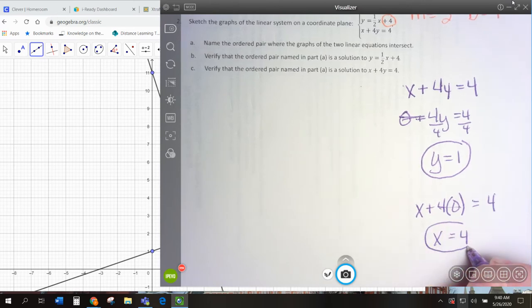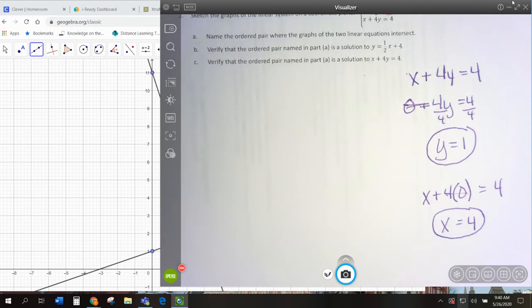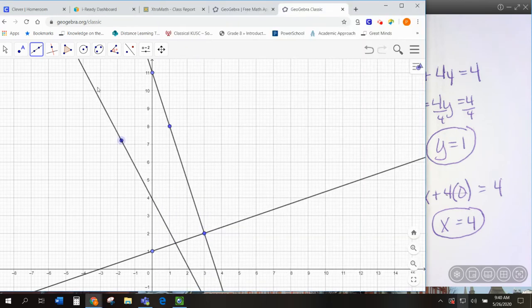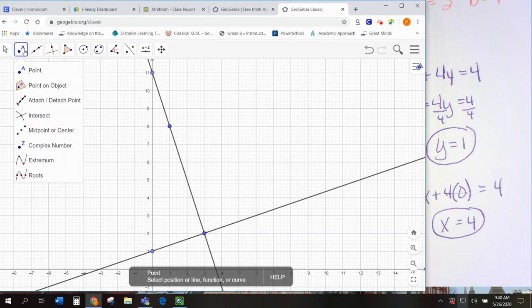There's our x-intercept. So I'm going to graph these. I'm going to graph my y-intercept of 1. Let me undo that. My y-intercept of 1.